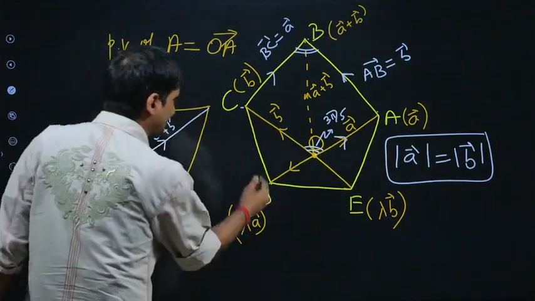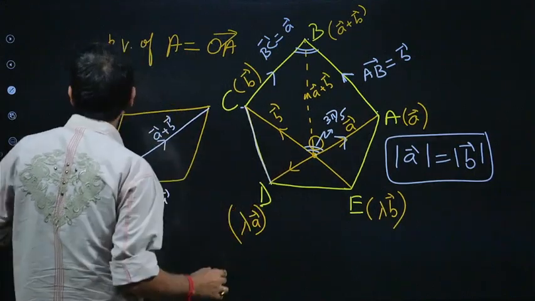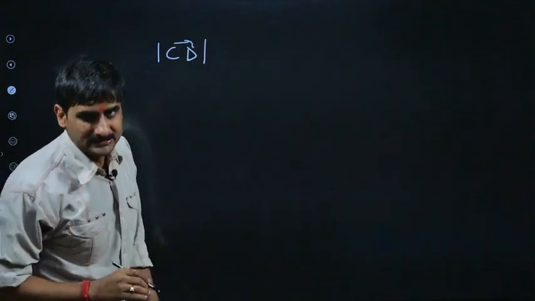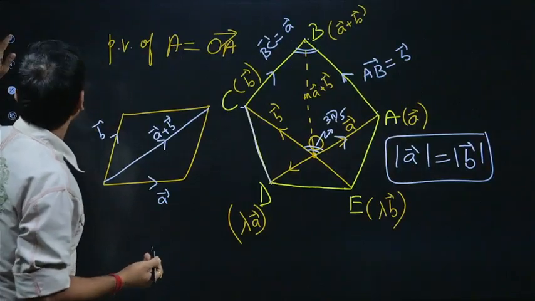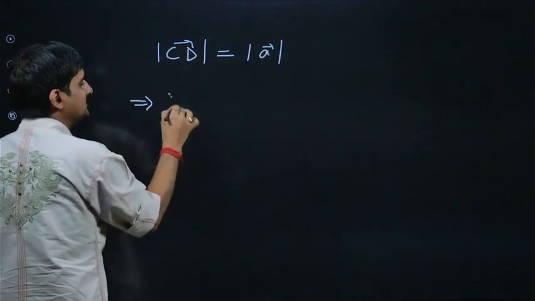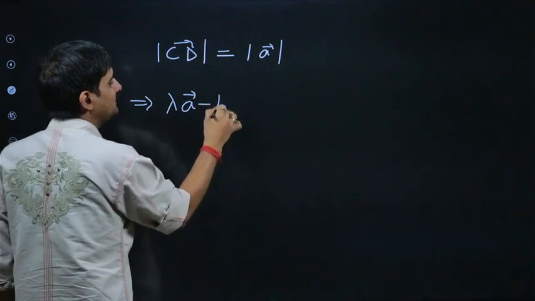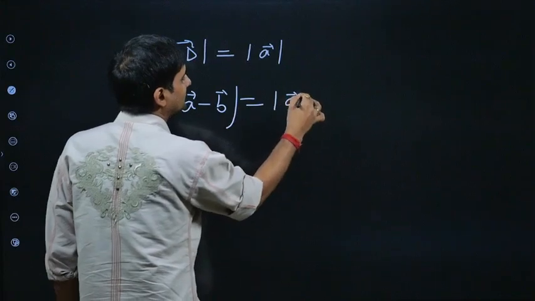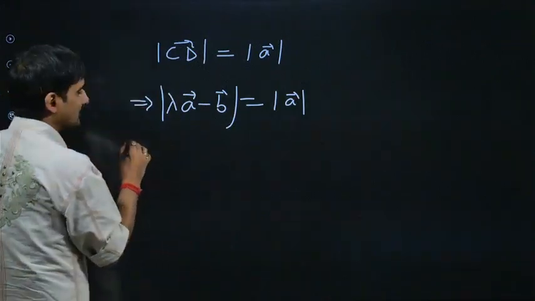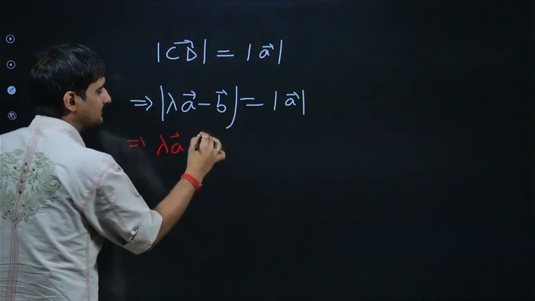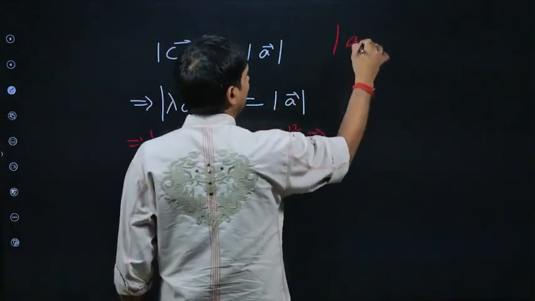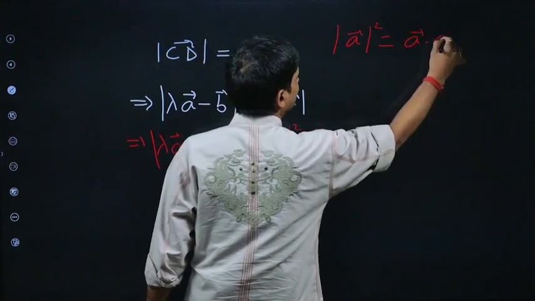Now to get lambda, I use that the length of CD, the side length, is equal to AB, BC, whatever, which is equal to the magnitude of A. So CD is lambda times A minus B, and its mod is equal to mod of A. We should remember that mod of vector A is the same as mod of vector B. Now squaring both sides, we get the magnitude of lambda A minus B whole squared equal to the magnitude of vector A squared, and we know the magnitude squared of any vector is its dot product with itself.